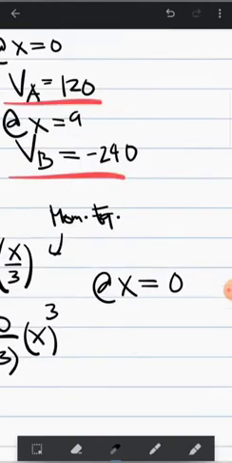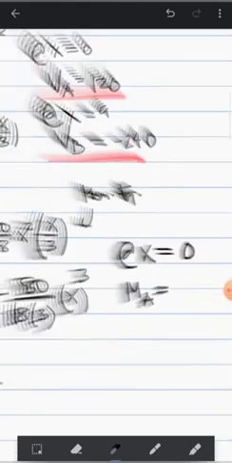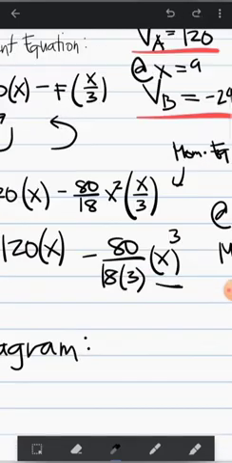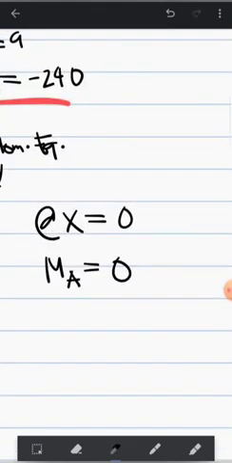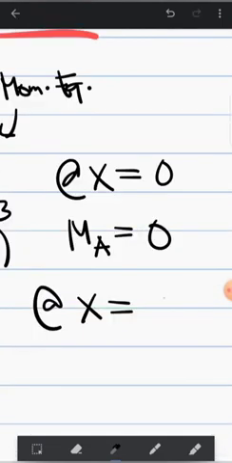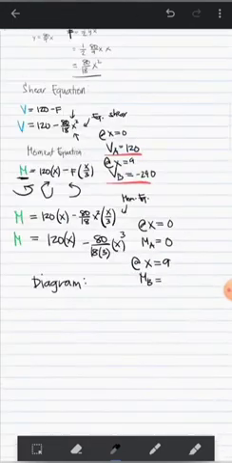And then for the moment, at x equals 0, or at the very left end of our beam, what should our moment be? So the moment at A is what? We substitute 0 here. They are all x, therefore they cancel out because 0 times any number is just 0. So 0 minus 0 means MA is 0. And then at x equals 9, what is our moment at B?